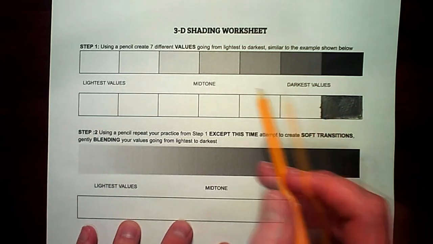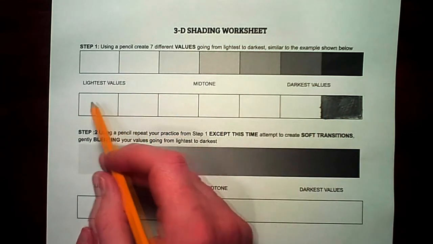I'm going to move now over to the lightest values on my value scale, and I'm going to start here in the second box.